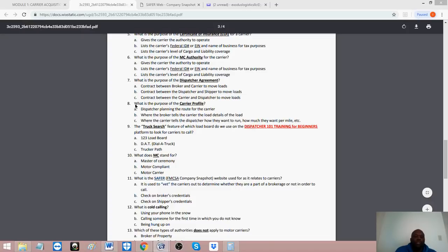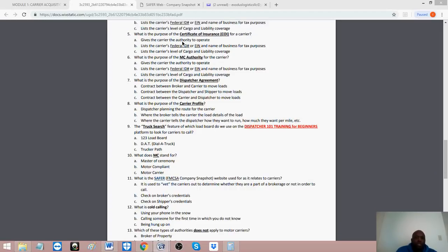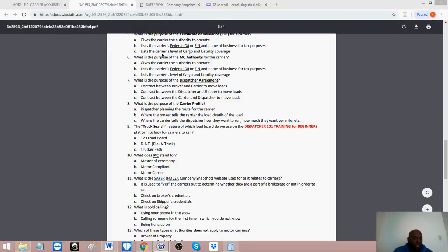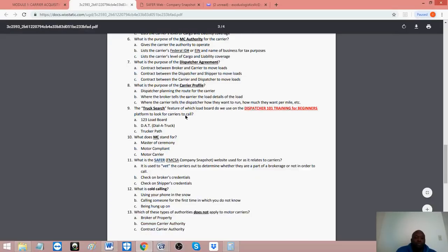The answer is C. Number 8, what is the purpose of the carrier profile? A, dispatcher planning the route for the carrier. B, where the broker tells the carrier the load details of the load. Or C, where the carrier tells the dispatcher how they want to run, how much they want to make per mile, etc. There you go. C. It is C.